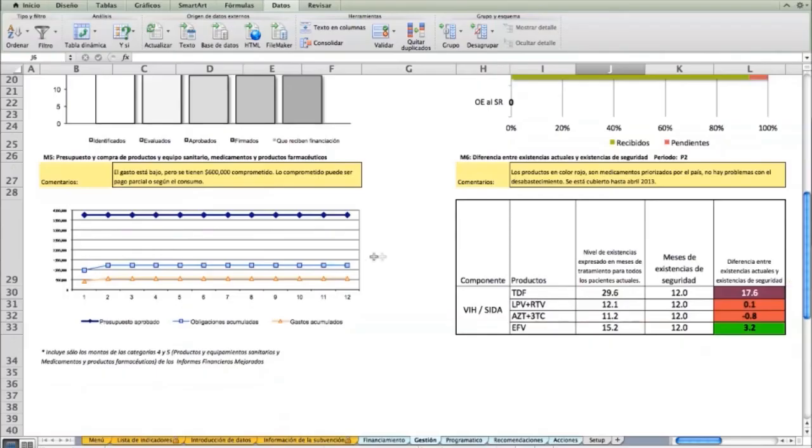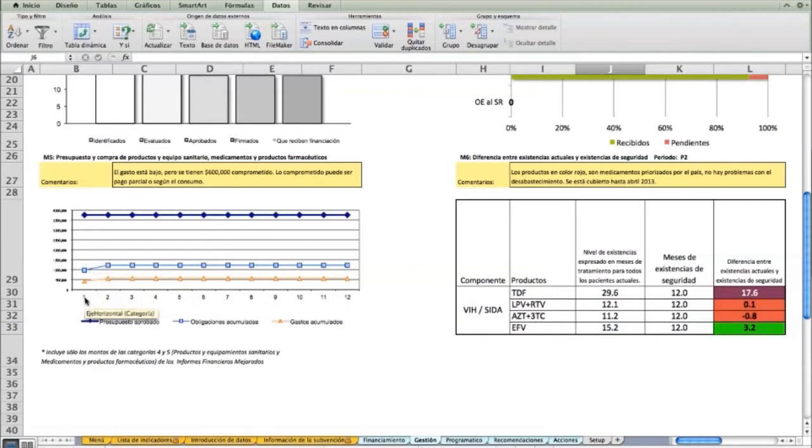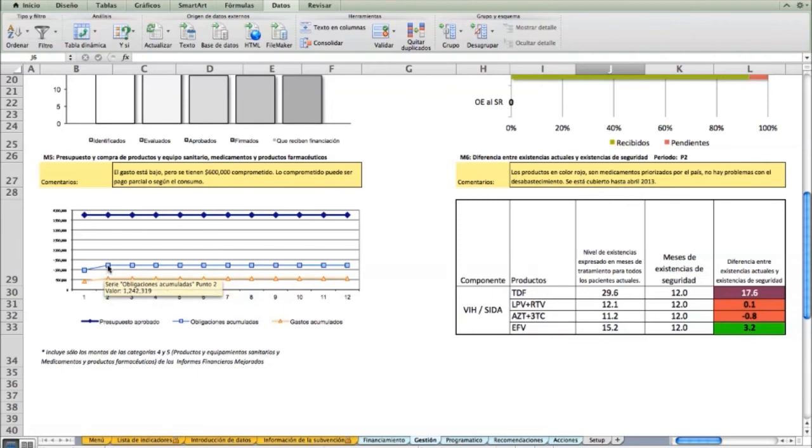These graphs in M5 present in the blue line the approved budget that was approved by the Global Fund, that is a budget that is approved annually. We can see in the yellow line how much the principal recipient has executed up to date, and in the blue line with little boxes, we can see what is the amount that has been already committed and which obviously in the next period will bring the expenses to a higher level depending on how the purchases are made.